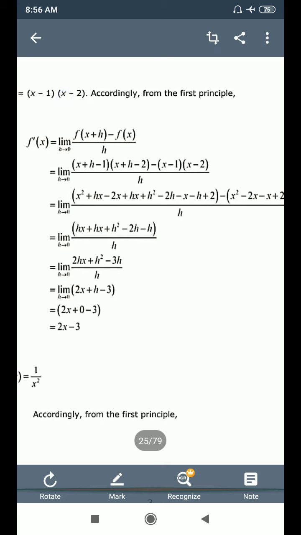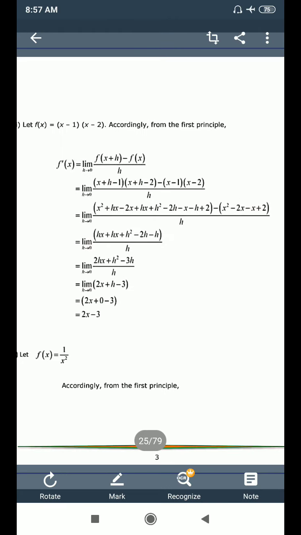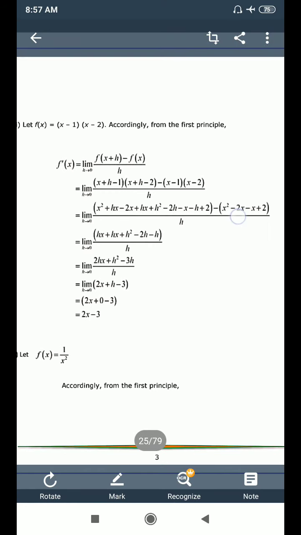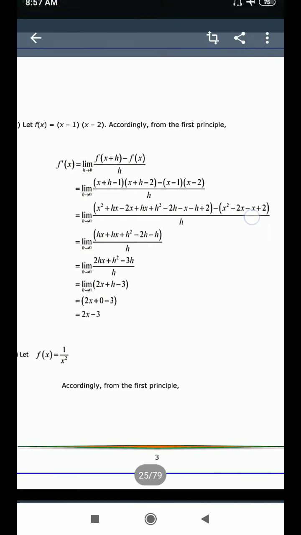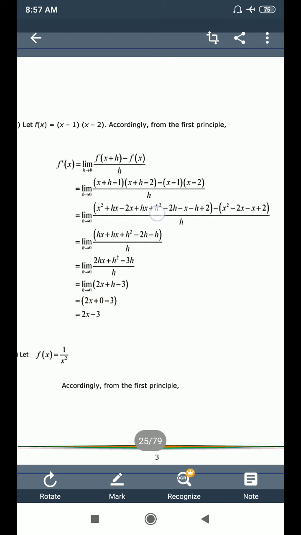So in this you put the value: it is (x plus h minus 1) into (x plus h minus 2). I have replaced x by x plus h. Minus f(x) is the same thing, divided by h. Now you multiply these two and open the brackets. On opening the brackets, you cancel out the related terms: x square will be cancelled out with this x square, minus 2x will be cancelled out by this, similarly minus x is cancelled out with this and 2 is cancelled out by this. And you are left with 2hx plus h square minus 2h minus h.